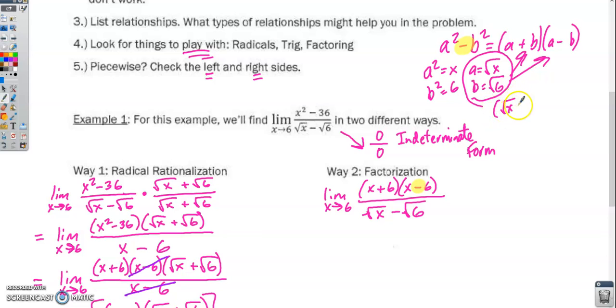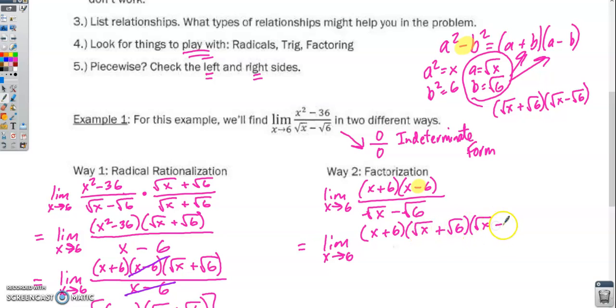And looking at it that way, we can use this factoring pattern to factor x minus 6 as the square root of x plus the square root of 6 times the square root of x minus the square root of 6. And that's exactly what I'm going to do in my next step, is I'm going to take that expression and I'm going to factor it that way. And so we've got square root of x plus square root of 6 times square root of x minus square root of 6. And now you should notice that we have a factor in common between the numerator and the denominator. And so we're going to go ahead and cancel those two out.